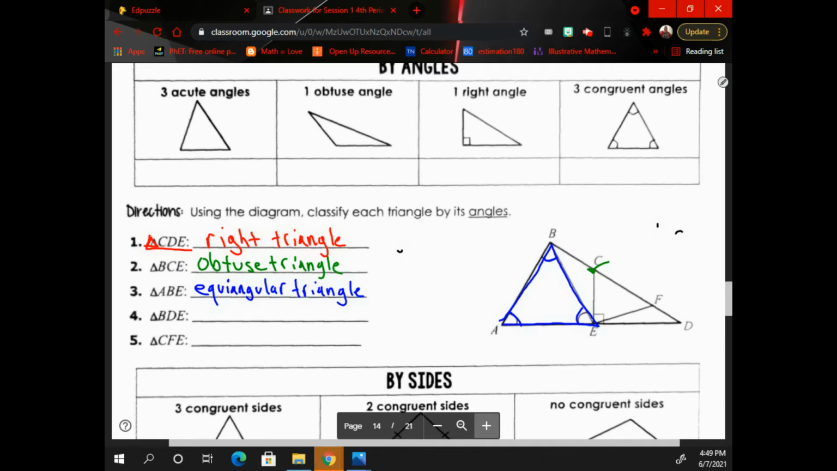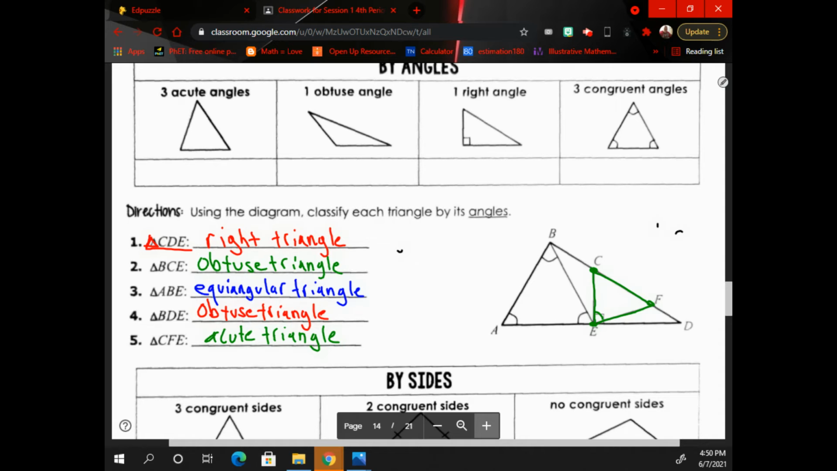Number 4, triangle BDE. So we're going from B to D. Well, look here. See in the bottom, there's a 90-degree angle, and then we go past that. Well, that would mean that that angle is obtuse. So that will also be an obtuse triangle. Next, we have triangle CFE, so from C to F to E. Well, clearly this angle here is going to be less than 90, as well as the others. That's going to be an acute triangle. Okay. So that's not so bad.